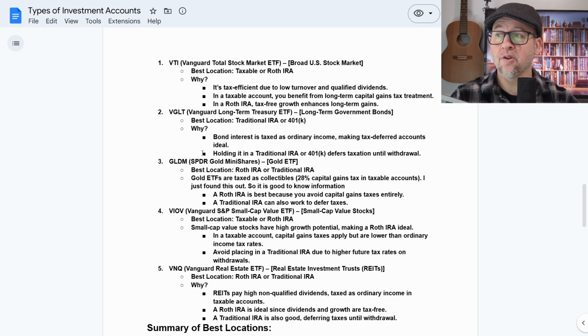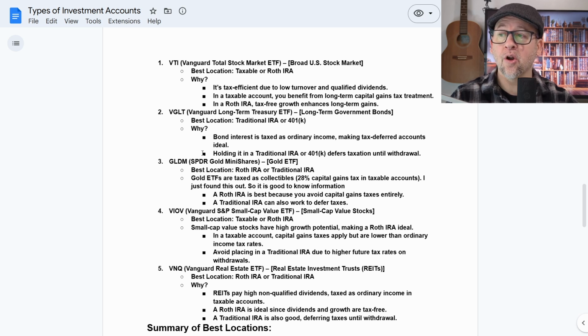VIOV, Vanguard S&P Small Cap ETF. Best location is in a taxable or Roth IRA. Small cap value stocks have high growth potential, making a Roth ideal. In the taxable account, capital gains taxes apply, but are lower than ordinary income taxes. Avoid placing in a traditional IRA due to high future tax rates on withdrawals.